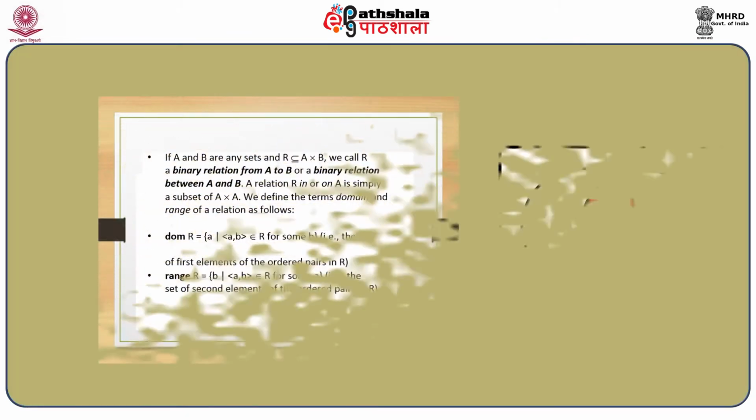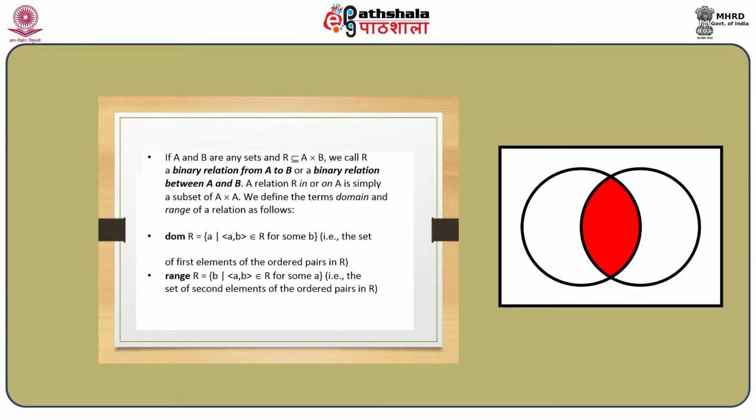Various conventions are used to describe relations. We often write RAB or ARB for A bears the relation R to B. The standard way of defining binary relations in set theory is as sets of ordered pairs of elements, in which case one may simply say that the ordered pair AB belongs to R to mean that A bears the relation R to B. If uppercase A and uppercase B are any sets, and R is a subset of the Cartesian product of A and B, we call R a binary relation from A to B, or a binary relation between A and B. A relation R in or on A is simply a subset of A squared.